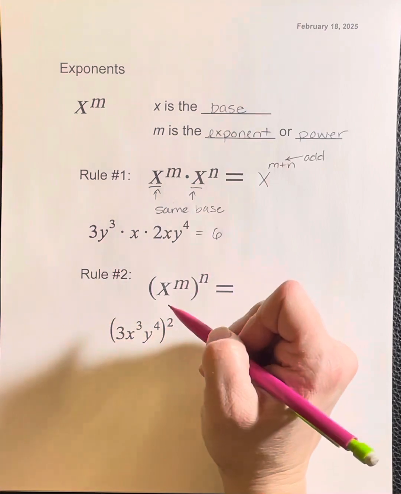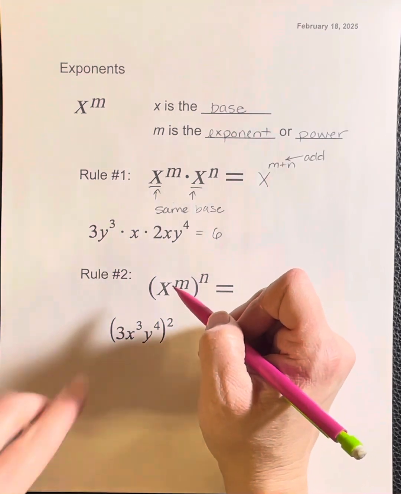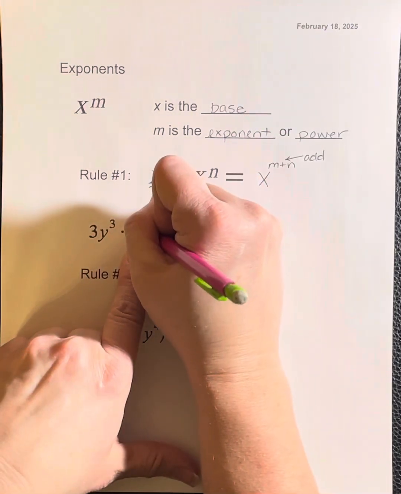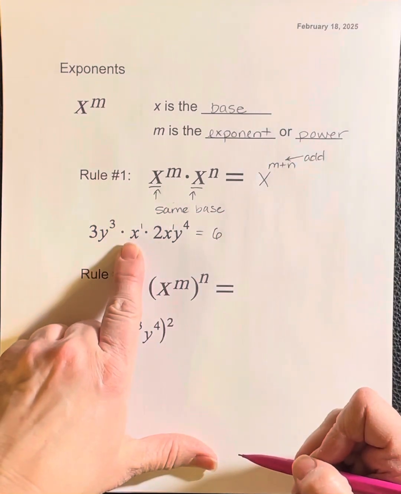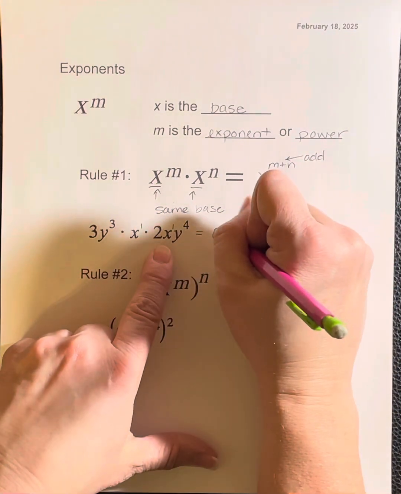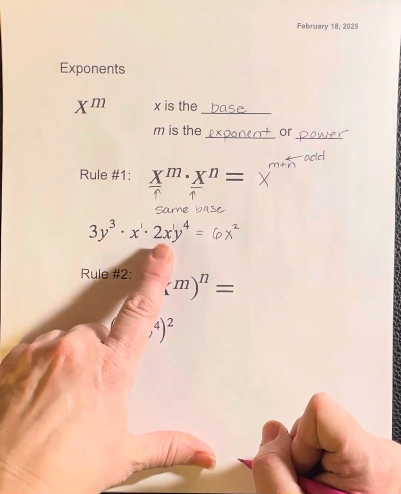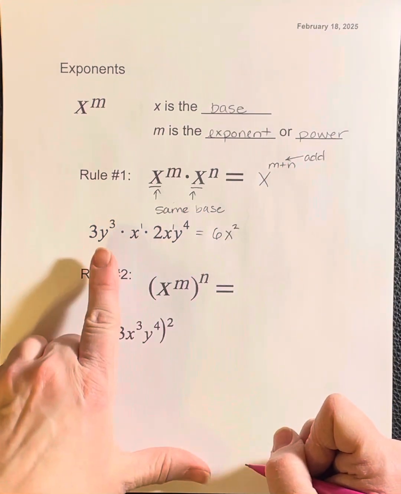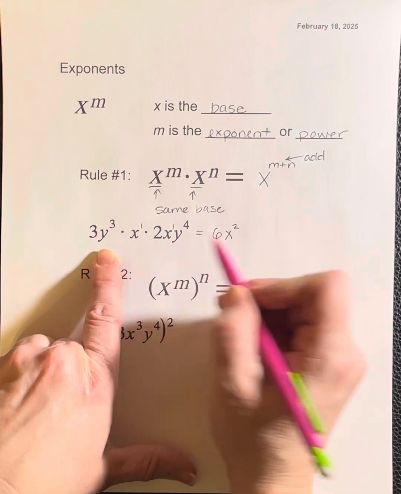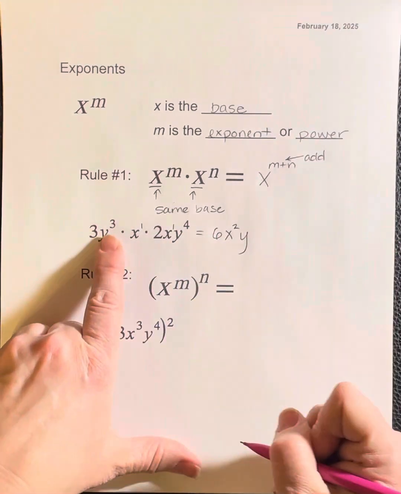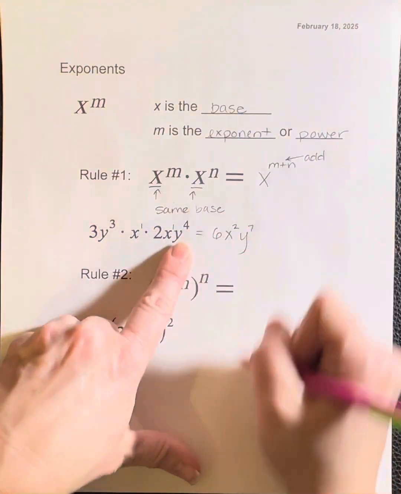Then I'm going to go through, and I like to go through alphabetically, so I have x to the first power and x to the first power. So 1 plus 1 is 2. X times x is x squared. And then y's, I have y to the third times y to the fourth. So 3 plus 4 is 7.